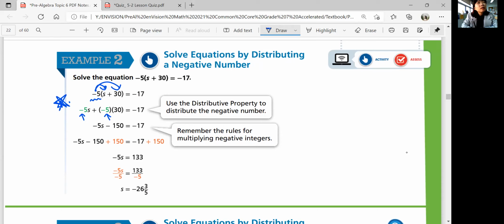And then you're going to simplify and use the properties of equality to isolate your variable, and your s is going to be -26 and 3/5. Solve it step by step.